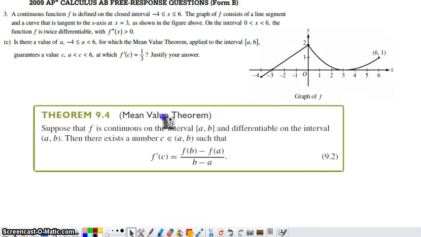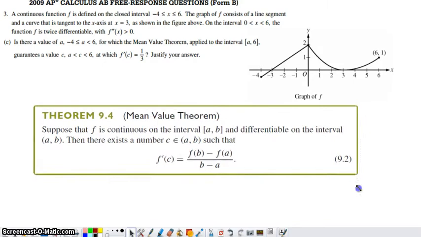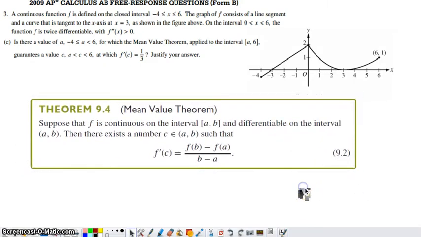What I have being enlarged here is the mean value theorem. And what the mean value theorem says is if you have a continuous function on the interval from A to B and it's differentiable on that interval, then there's going to exist a number C in between A and B such that f prime of C equals the average rate of change of the function within that interval.